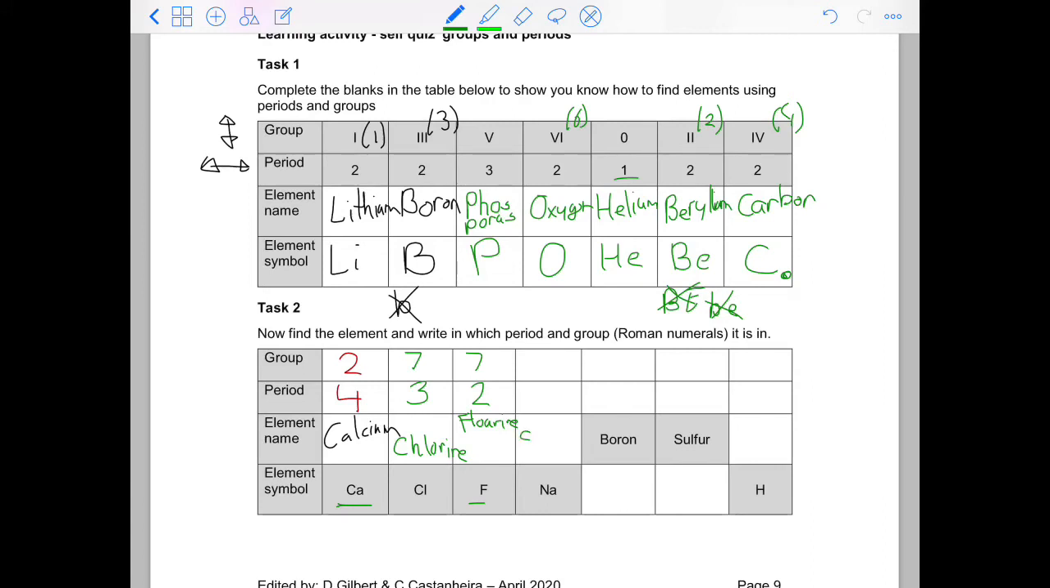And Na is sodium. That is a tricky one to try to remember, but it is one that you just need to remember. I don't know why sodium is Na, it just is. So sodium is in group 1 in period 3. Boron, the symbol is a capital B, is in group 3 in period 2. Again, it looks like it's in period 1 because it's on the top, but remember, period 1 is only hydrogen and helium. Sulfur here is spelt with an F. Sometimes you see it spelt with a PH. Either is fine. Sulfur, capital S, is in group 6 in period 3. And H is hydrogen.